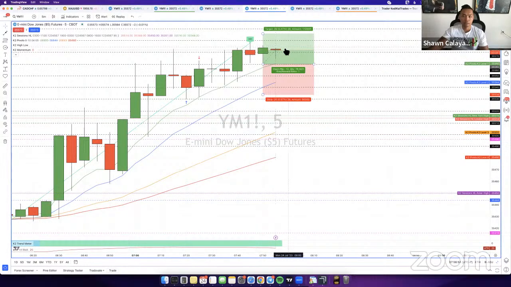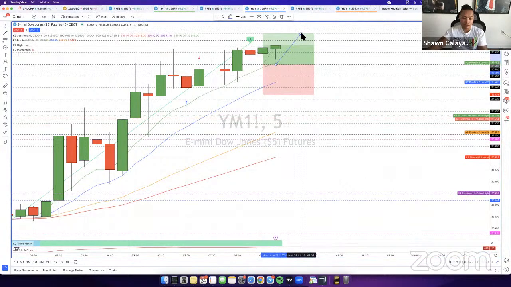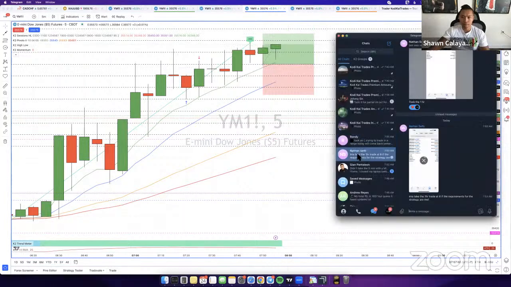It's still running. If everything lines up and your requirements are met, just let the trade run. It's probably going to take forever for it to hit TP, but it's probably going to hit TP because I've already tested the strategy, so I know the strategy works. So just keep that in mind in the future, Andy.